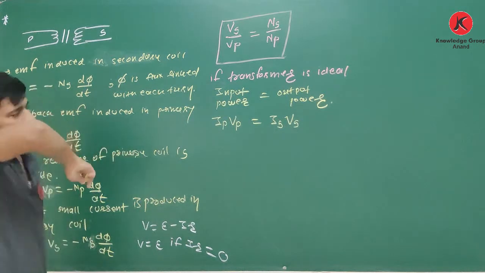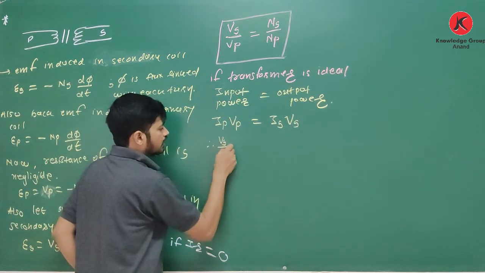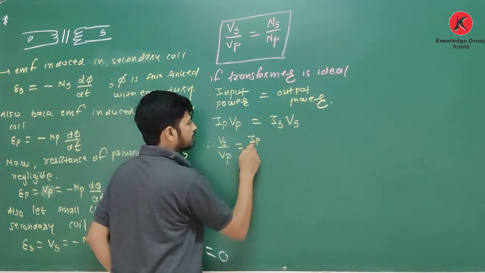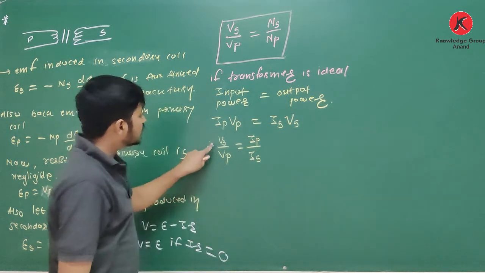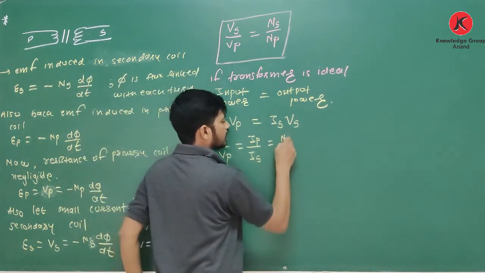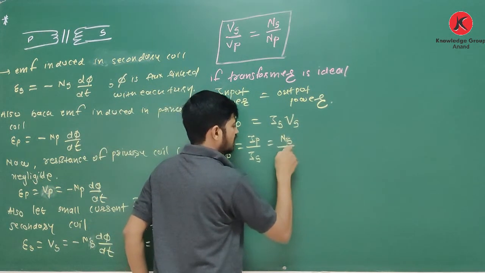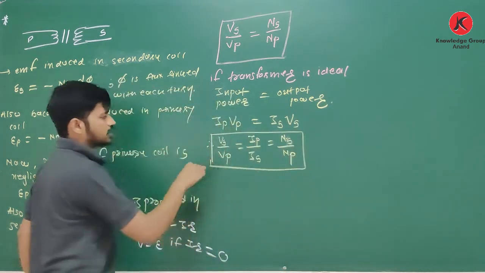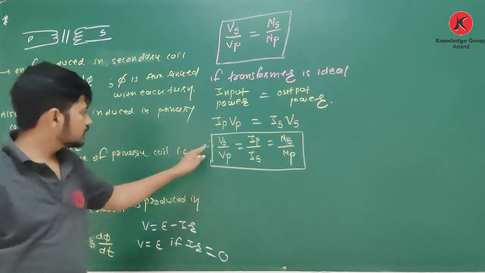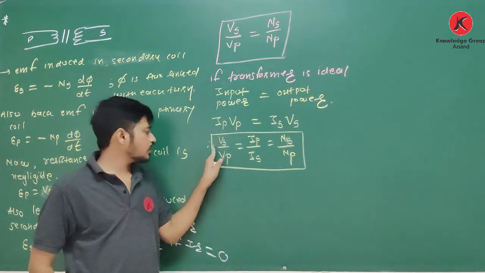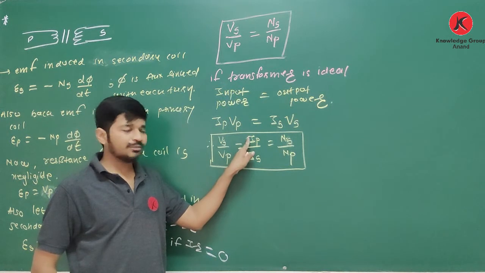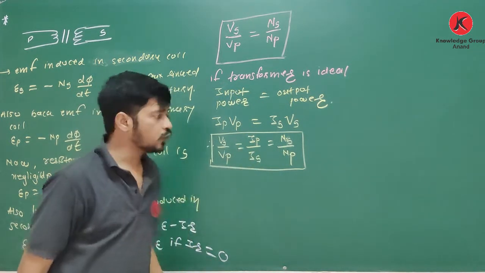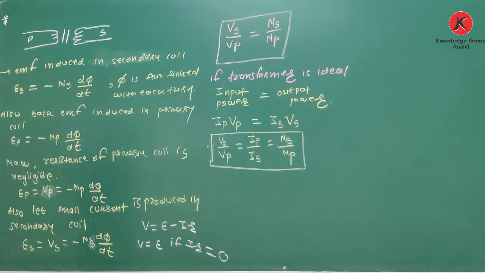Clear about this? So now again, if I make Vs upon Vp as subject, then Vs upon Vp is equal to Ip upon Is, and Vs upon Vp is also equal to Ns upon Np. So now you have to remember this equation. Vs upon Vp, voltage in secondary coil, voltage in primary coil. Current in primary coil, current in secondary coil. Number of turns in secondary coil, number of turns in primary coil. Okay, so yes, this equation you have to remember.